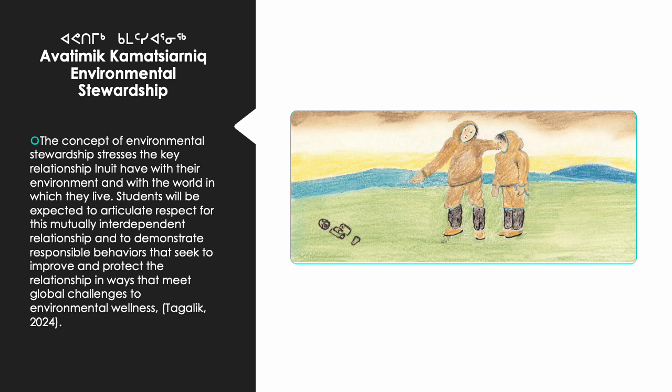The next Inuit Qaumayatukaniit societal value we will be focusing on here is Avatimik Kamatsernak, which is environmental stewardship. I believe that the picture here is very self-explanatory, finding the importance to keep your environment clean. These posters could be found also on the referenced website you will find at the end of this presentation.